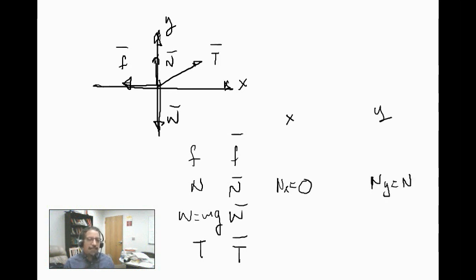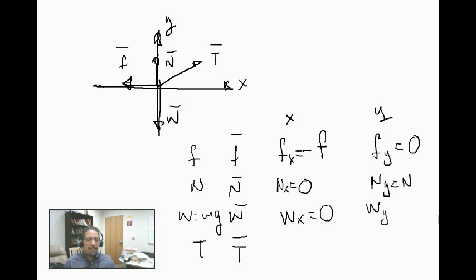Same with F. The only difference with F is that it points to the left. I'm sorry, this is wrong. It points to the left, so this is minus F, and it has a 0 y component. Then we have the weight. It's 0 in the x direction, and in the y direction it is minus mg. This is where the negatives come, here at the F and here at the W, not before.